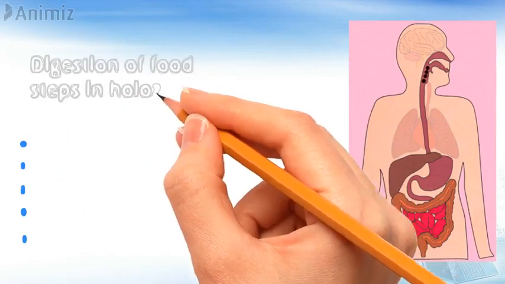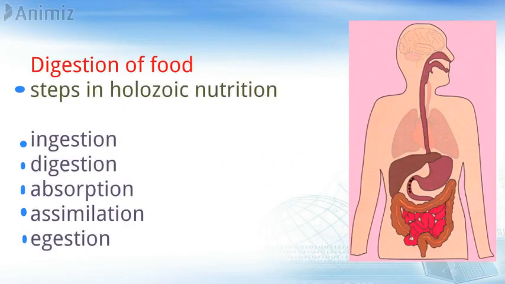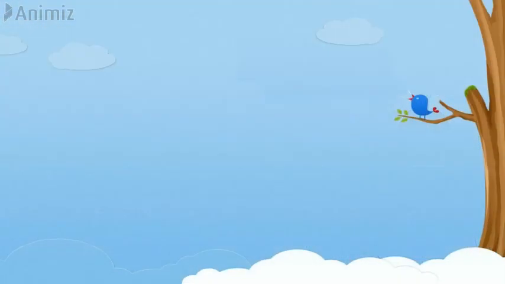Now let us see the digestion of food step by step. The first is ingestion, that is taking of food. Digestion, breaking down of food into simple form. Absorption, digested food is absorbed by the villi of small intestine. Assimilation, the absorbed food is utilized for performing different functions. And the undigested part is removed, that is called egestion.